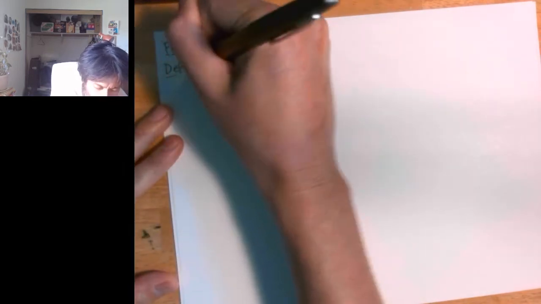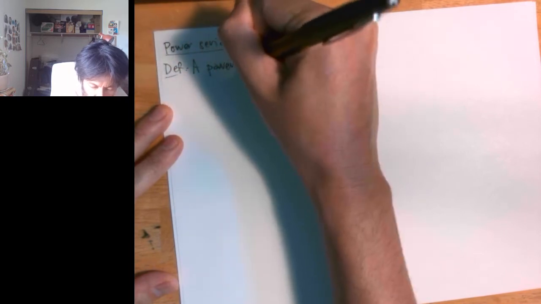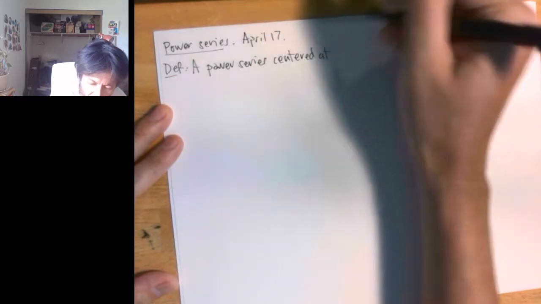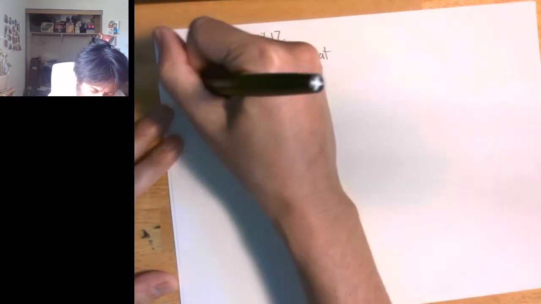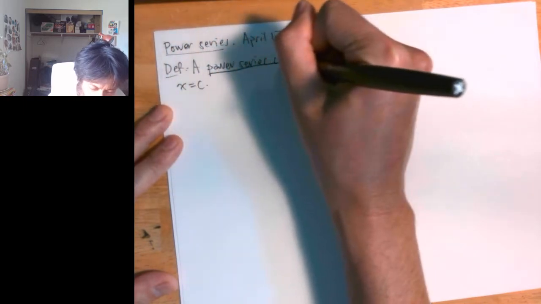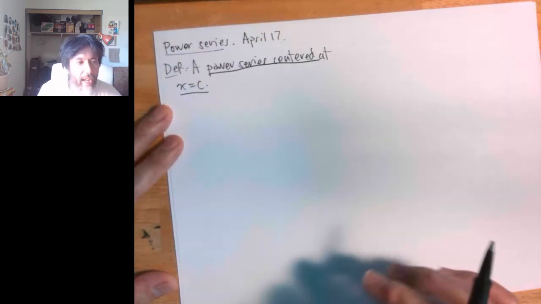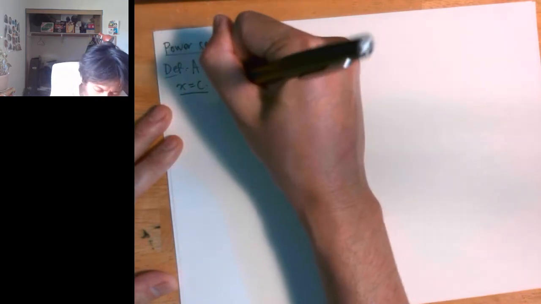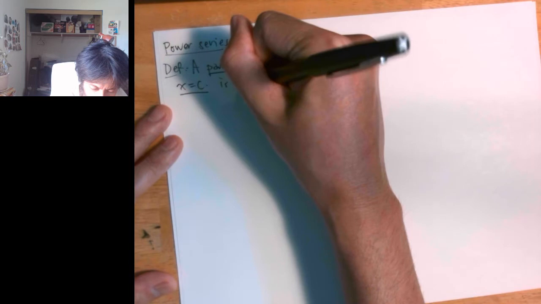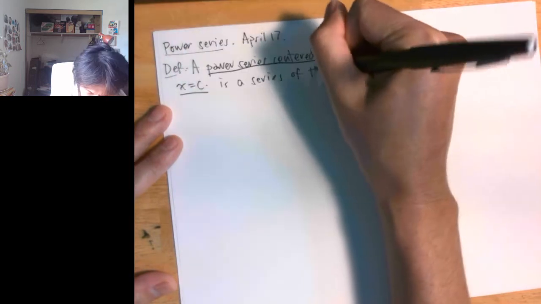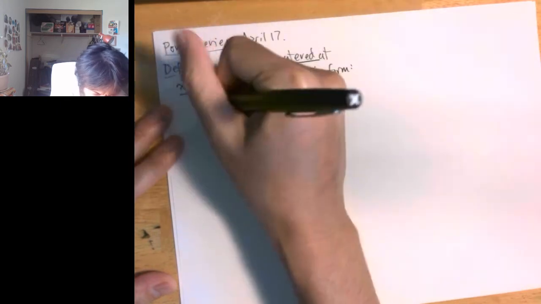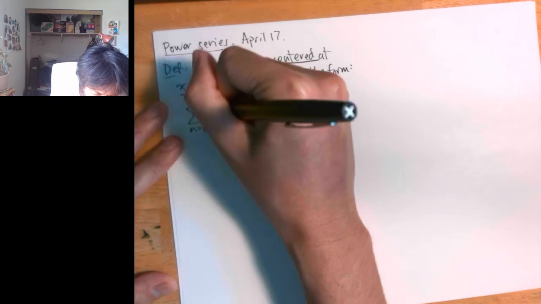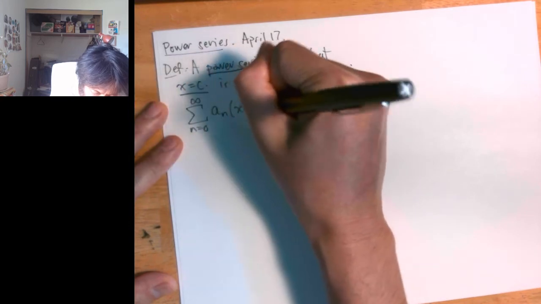Definition. Power series centered now at x equal to c. So this is the notion that I'm defining. And I'm tagging this new phrase, a power series centered at x equal to c, is a series of the form sum from n equals 0 to infinity of a sub n times x minus c to the nth power.